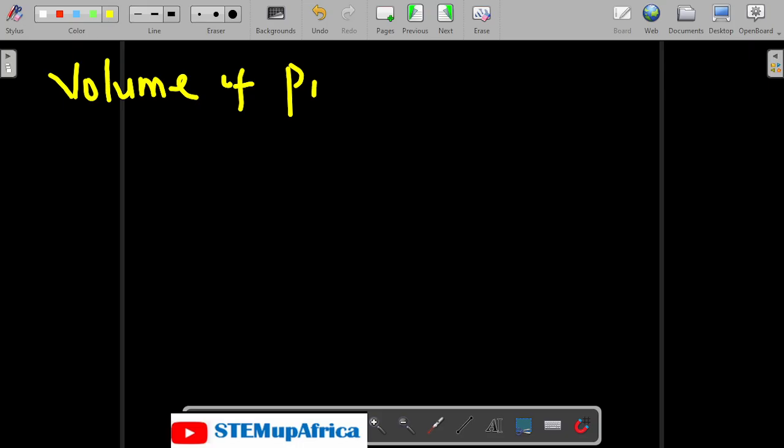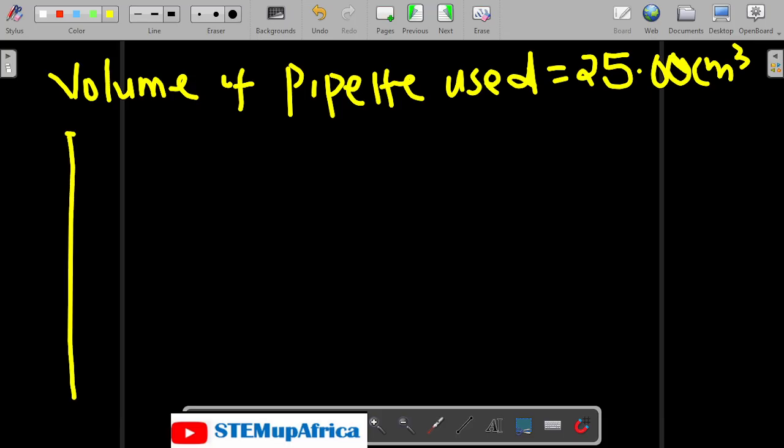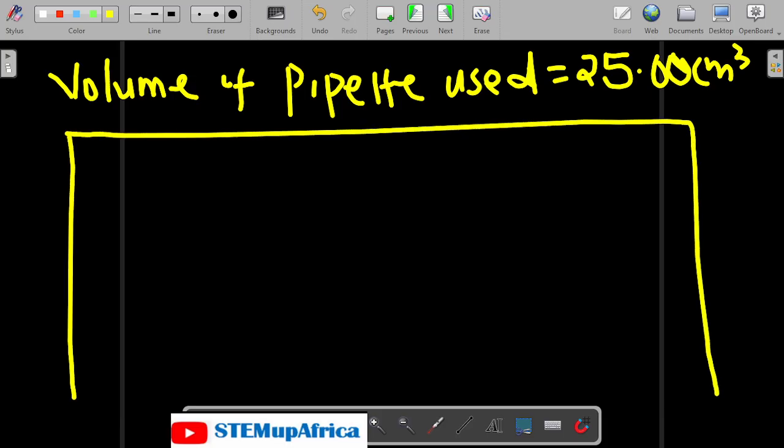We're going to have, first of all, volume of pipette used. The value is always 25.00 cm cube. That's the volume of the pipette. Most schools use 25, although you can use 20. If you are using 20, you record 20.00. So I will draw my table. This is our titration table.